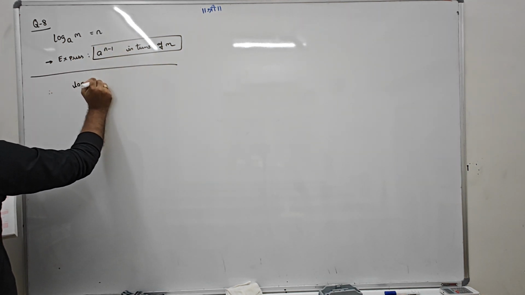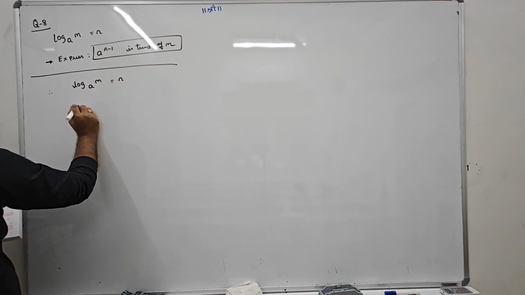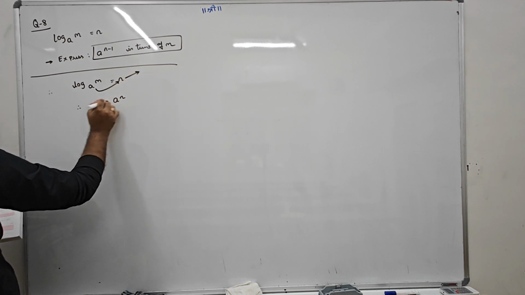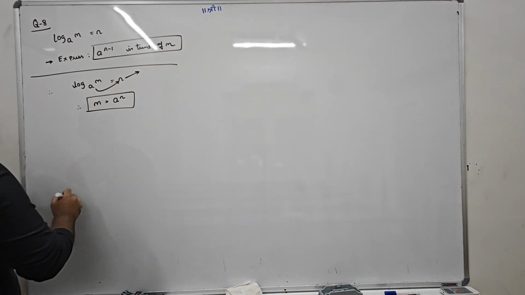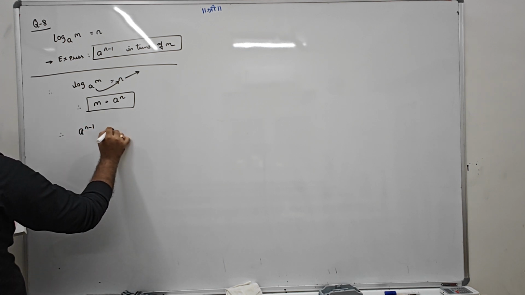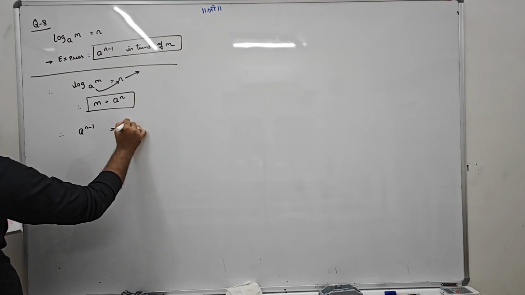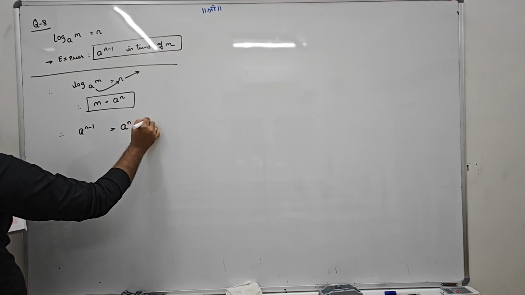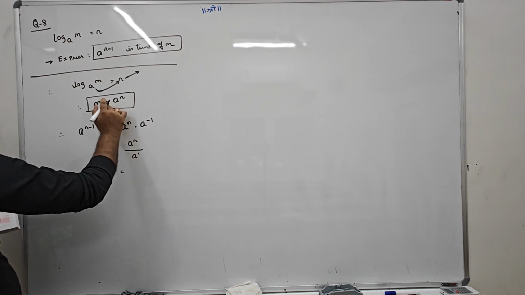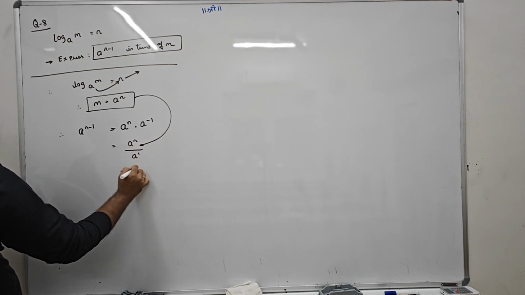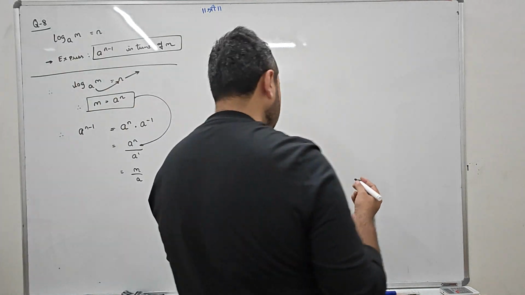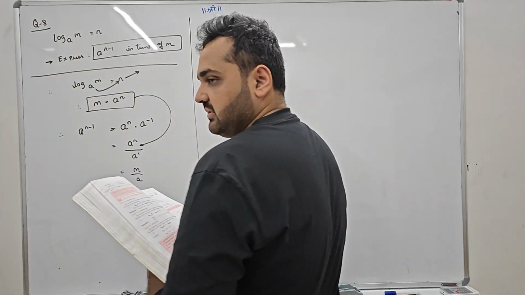You have been given log of m to the base a is n, so what will m be? m will be a raised to n. Okay, are you with me? Now we need to find the value of a raised to n minus 1. Can I say a raised to n minus 1 is a raised to n times a raised to minus 1? That is a raised to n upon a raised to 1. But what is the value of a raised to n? It is m. So the answer is m upon a. Are you with me, beta?